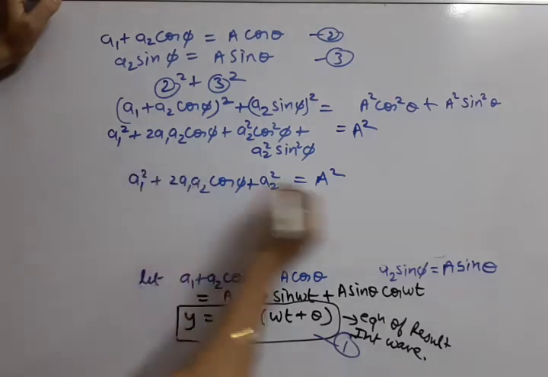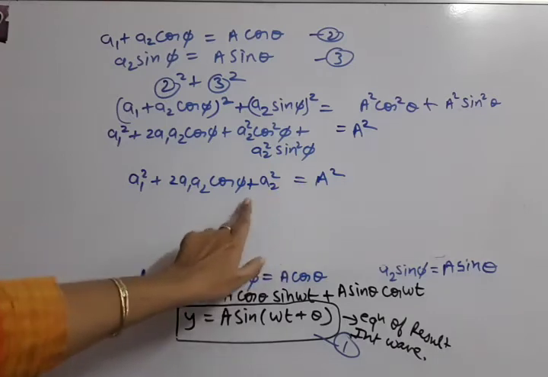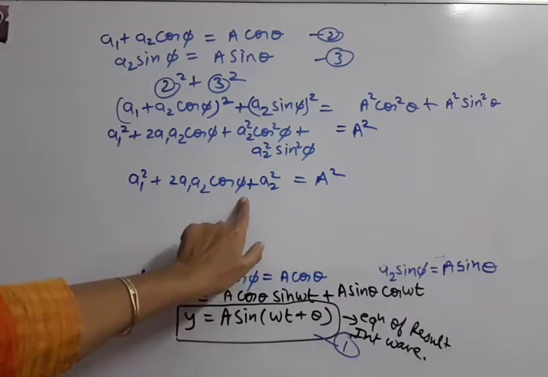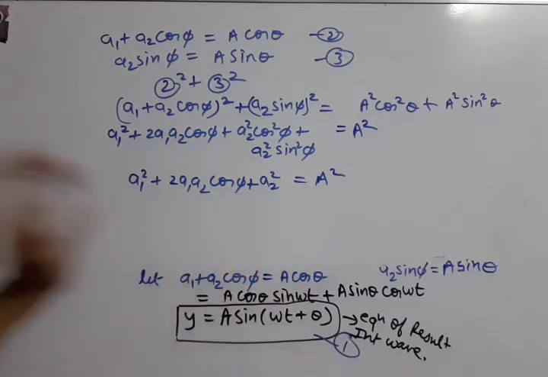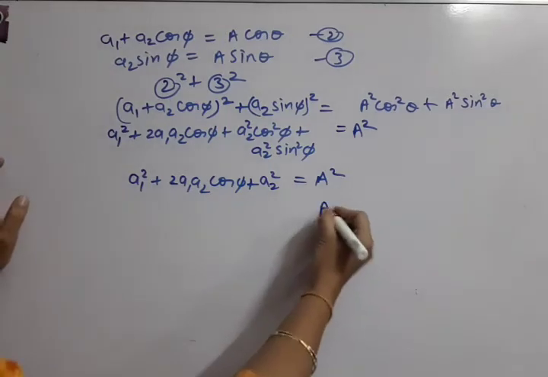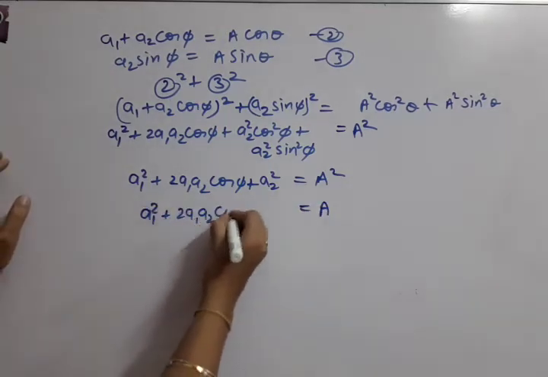So finally we have got the amplitude answer. So amplitude of resultant wave, this is very important. This only will help us to find the conditions of maxima and minima. So amplitude equation we have obtained. So finally the amplitude of resultant wave we should write in square root.